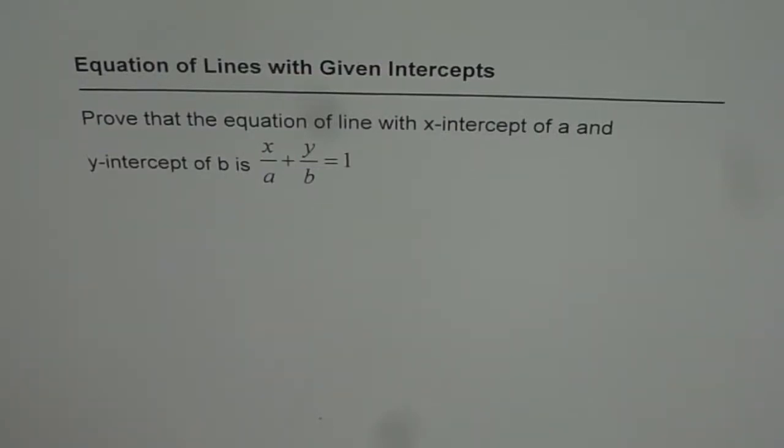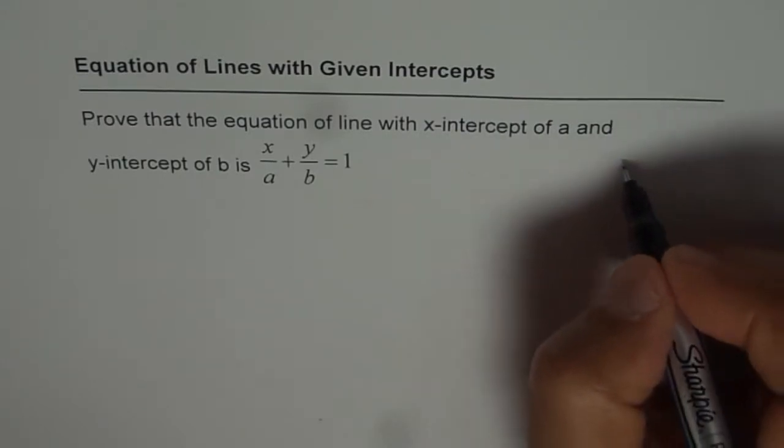Equation of line with given intercepts. Prove that the equation of a line with x-intercept of a and y-intercept of b is x over a plus y over b equals 1. That's a very interesting question, and let's see how to do it.